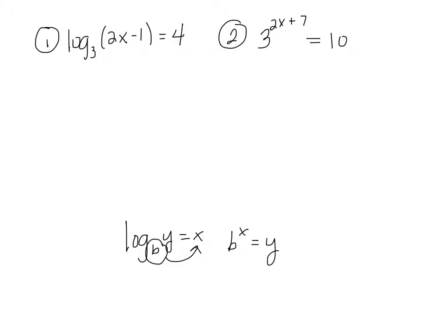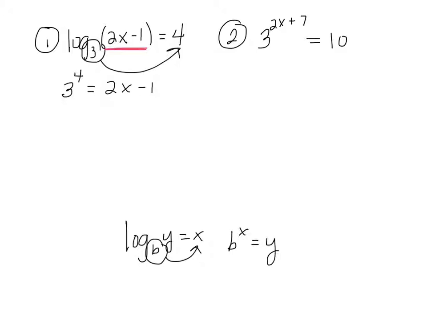So in the first example, I have log base 3 of 2x minus 1 equals 4. So if I switch to exponential form, I take the base of the logarithm and I raise to the other side of the equation, 3 to the 4, and I say equals the portion that was left right here. So it equals 2x minus 1. Okay, so I find 3 to the 4th. You can use your calculator.